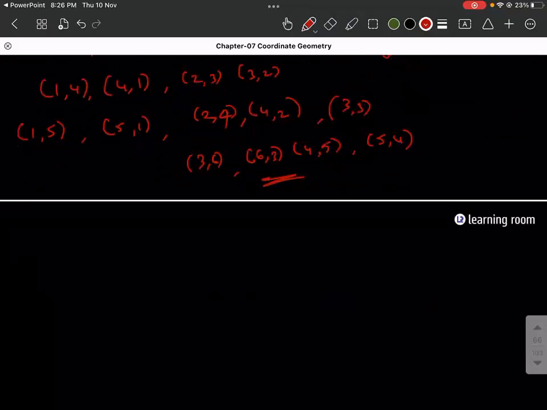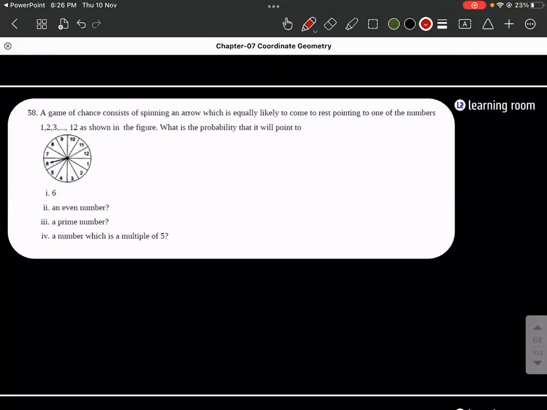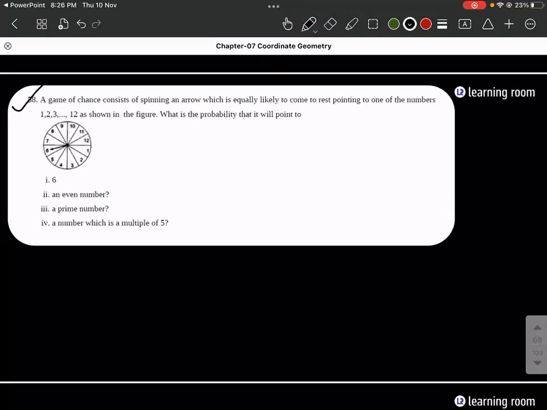Okay, so we'll do one last problem and then wind up. Can you solve this problem? A game of chance consists of spinning an arrow which is equally likely to come to rest pointing to one of the numbers 1, 2, 3, 4 and so on till 12. What is the probability that it will point to 6? So 1 by 12.